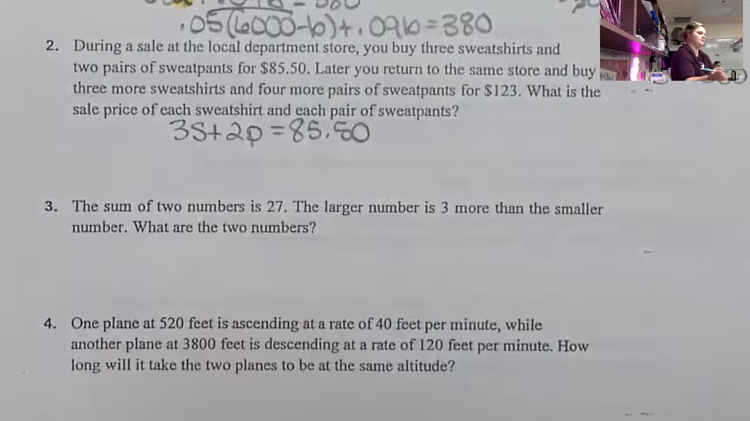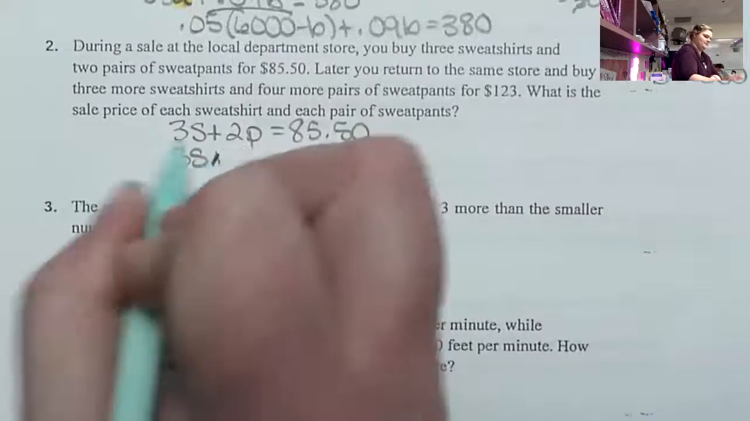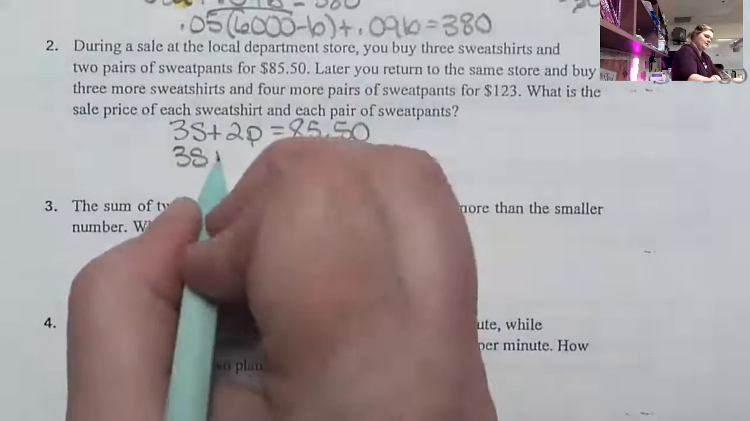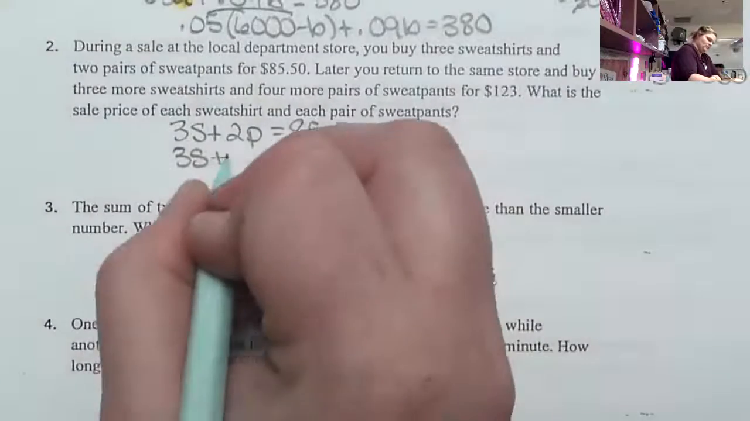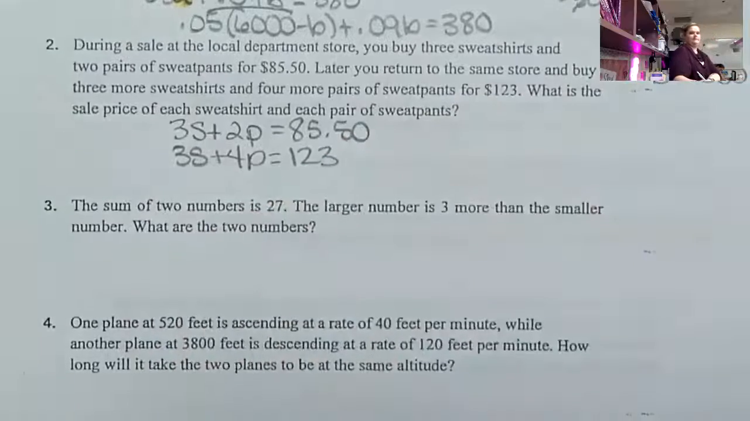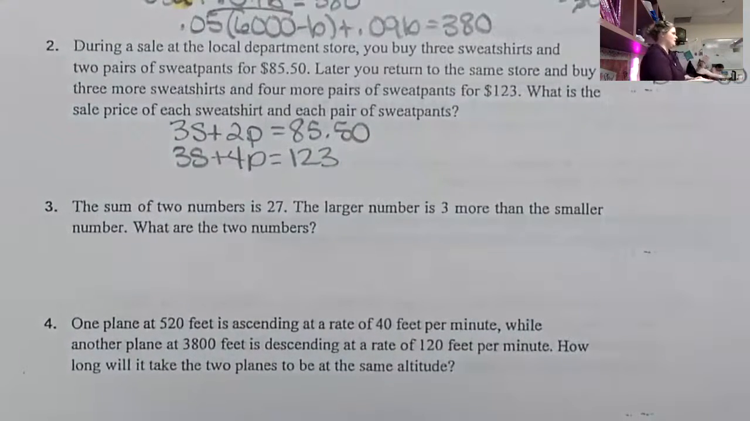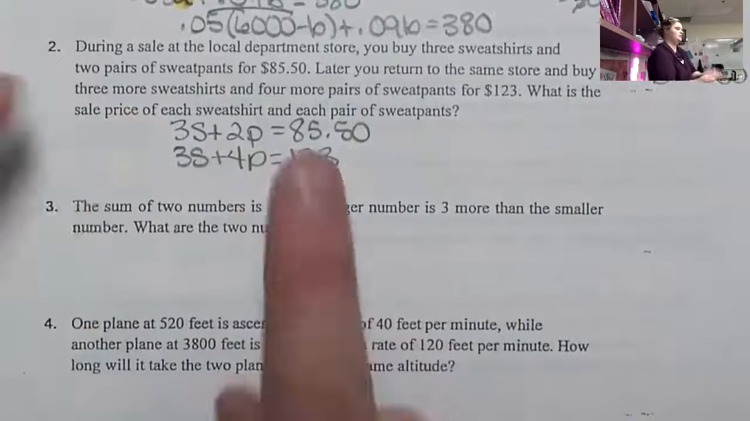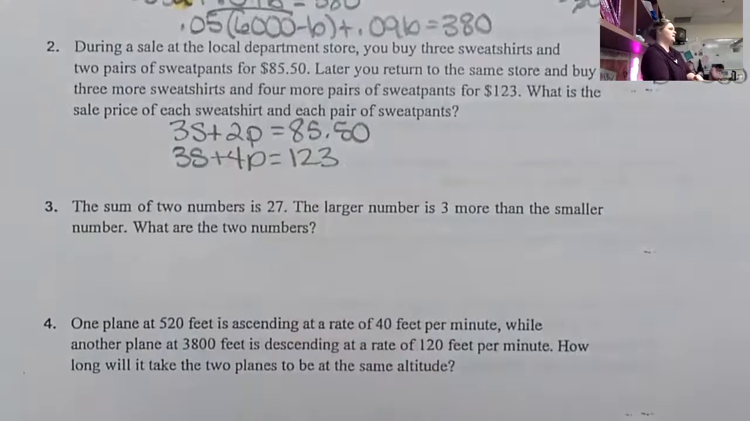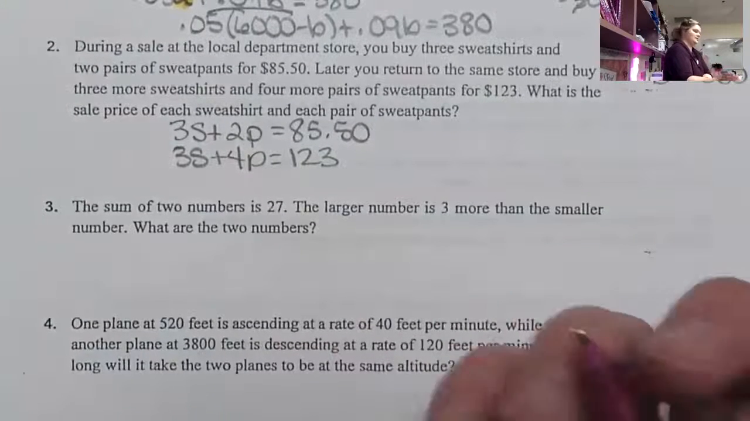It says later you return to the same store and buy 3 more sweatshirts, so 3S. And how many more sweatpants? 4 more pants, and then you spent $123. Okay. Should be able to come up with those 2. Now, if you're looking at them, what is it set up really nicely for? Elimination, yep.